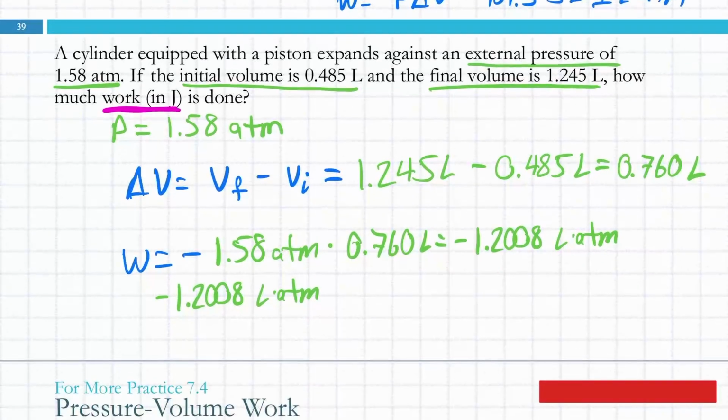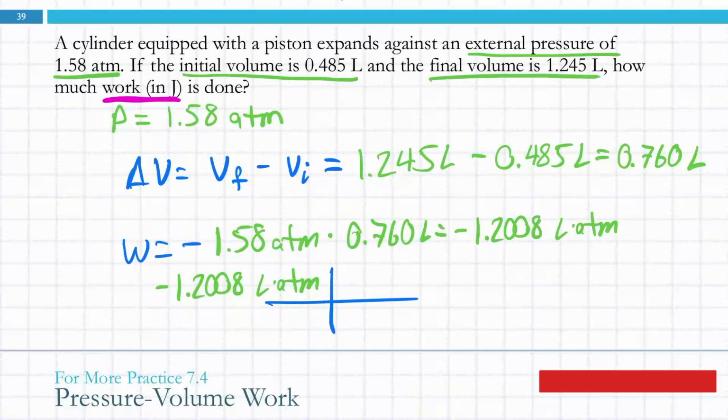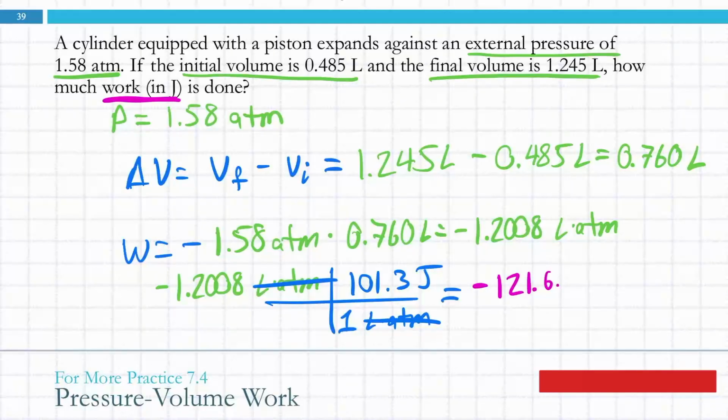Here's what that looks like. So 101.3 joules on the top, 1 liter atmosphere on the bottom. Liters atmospheres cancel. And we get negative 121.6 joules. Round it to negative 122 joules.